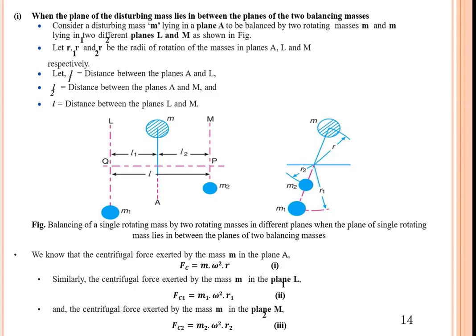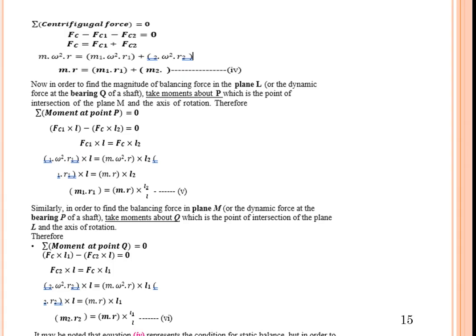Here you can see the masses lie at different radii but on the same side. In the middle of both masses, an additional mass is attached so that it is going to have a balance. So Fc is equal to m omega square R, Fc1 is equal to m1 omega square R1, Fc2 is equal to m2 omega square R2. So three equations are there. The sum of the centrifugal forces must be equal to 0, meaning Fc minus Fc1 minus Fc2 is equal to 0. So Fc must be equal to Fc1 plus Fc2.